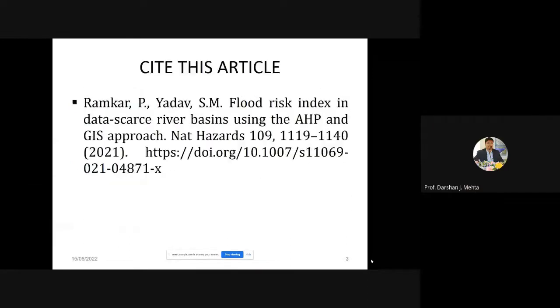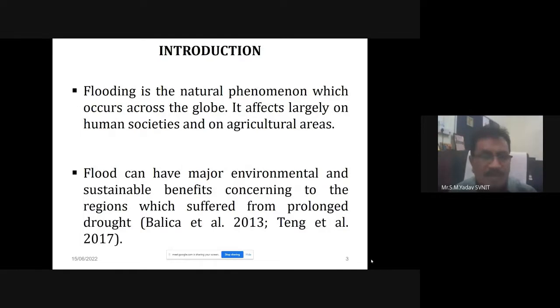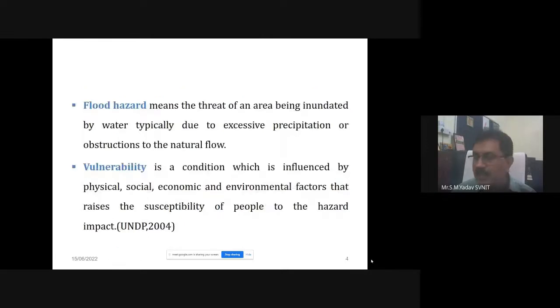So floods can have major environmental and sustainable benefits for the regions which suffered from prolonged drought. What is flood hazard? Flood hazard means the threat of an area being inundated by water, typically due to excessive precipitation or obstruction to the natural flow. While what is vulnerability? Vulnerability is a condition influenced by physical, social, economic, and environmental factors that raises the susceptibility of people to the hazard impact.